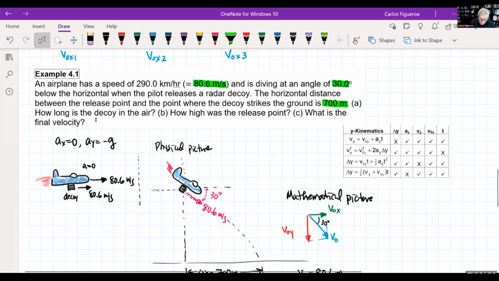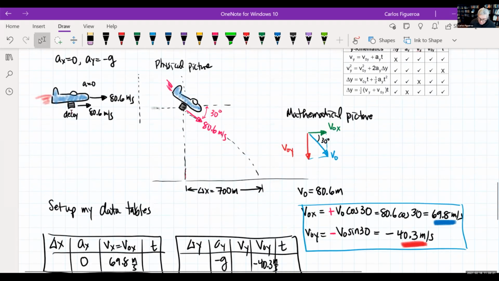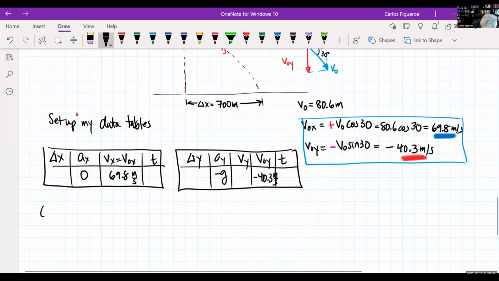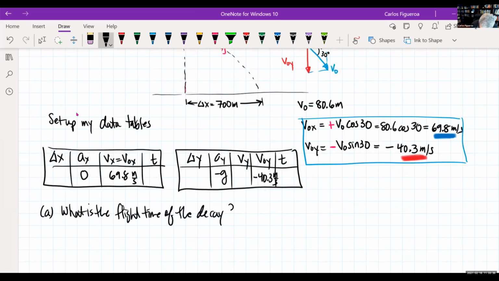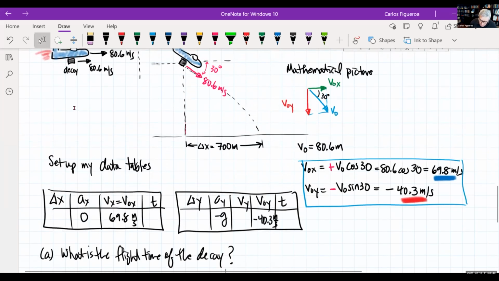Okay, so A, how long is the decoy in the air? The first thing that I need to do here is that we're asking, what is the flight time of the decoy? Well, let's keep going to our picture here. What we do know here is that our distance is 700 meters. And I think that's all that we have right there.